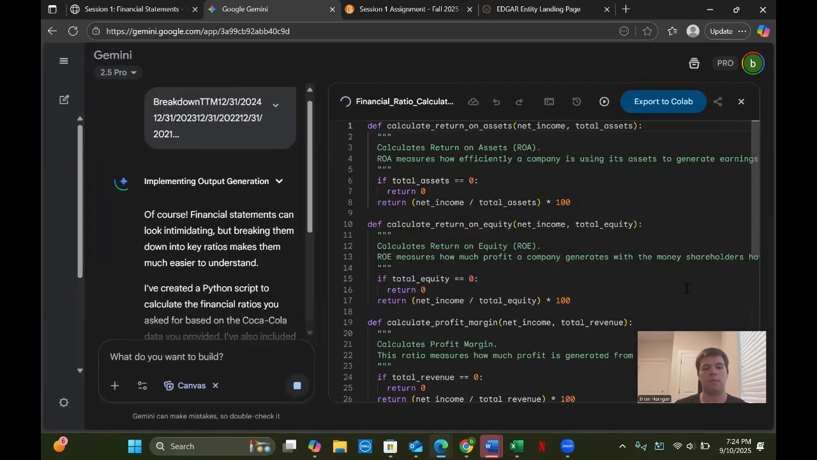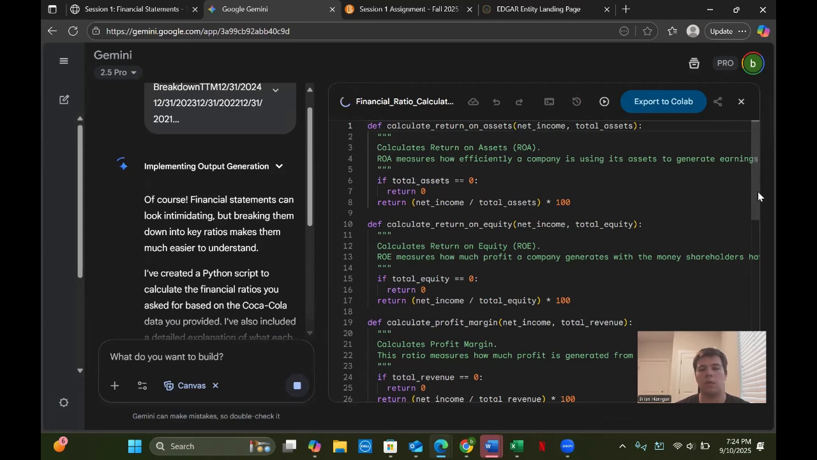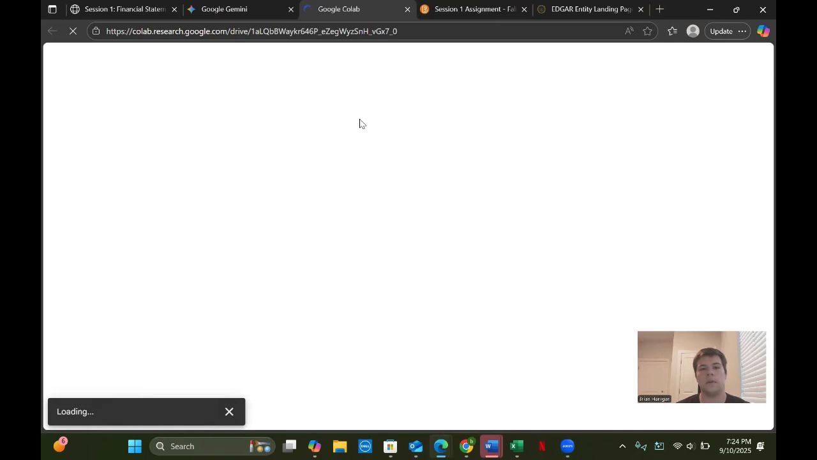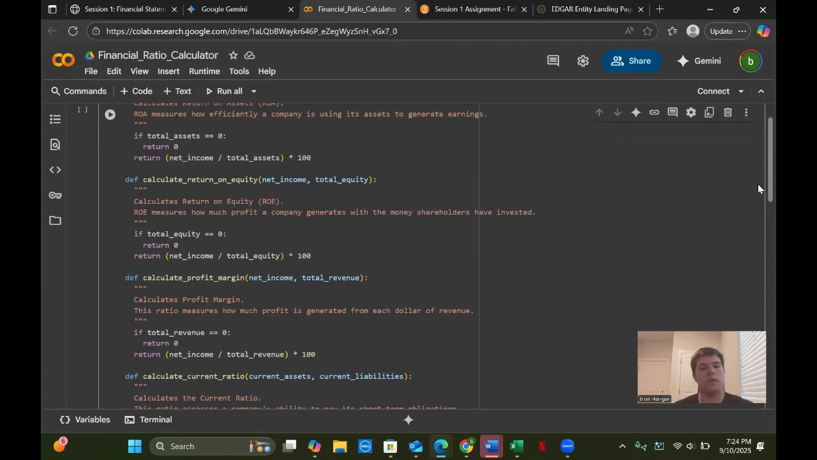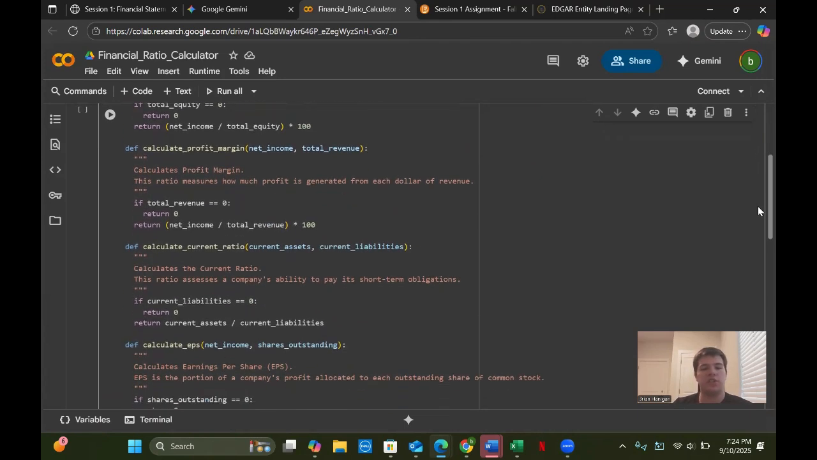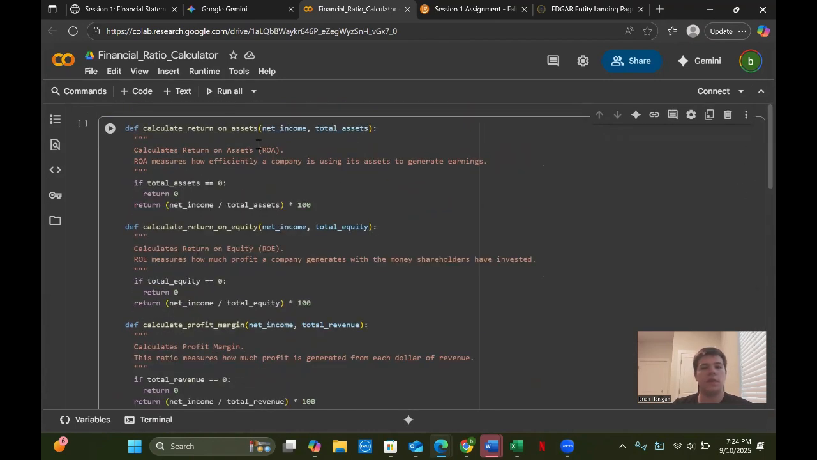Okay. So here's our code. Now we're going to export this code to Colab so we can run it. You can see we got the code. It has each of our calculations in here. Here's return on assets, return on equity, profit margin, current ratio, earnings per share. And so we're going to run this code and we're going to see what we have.